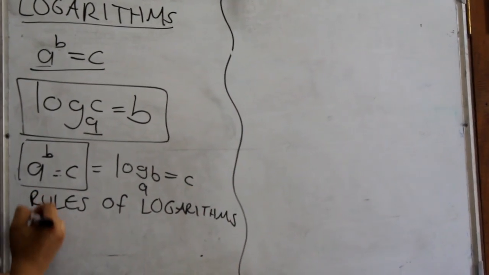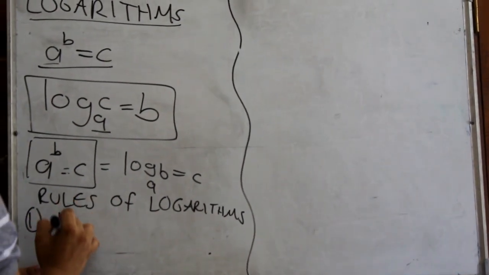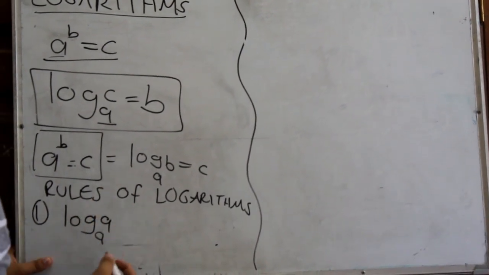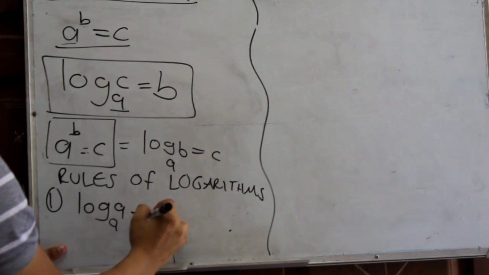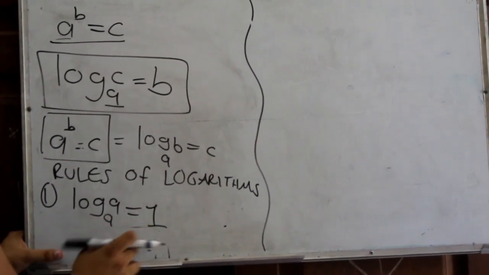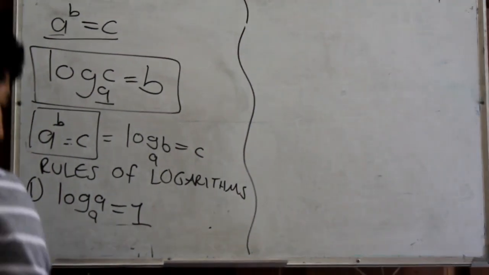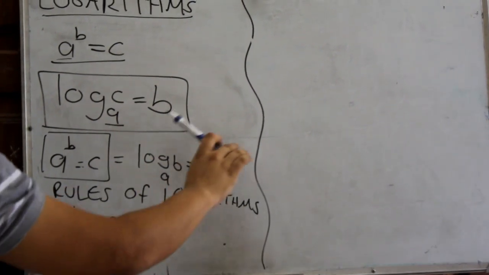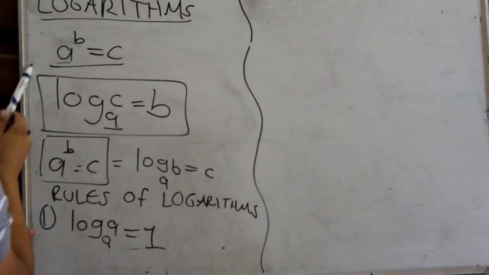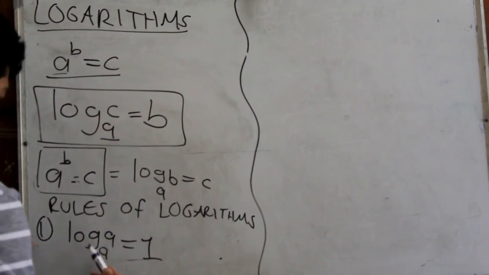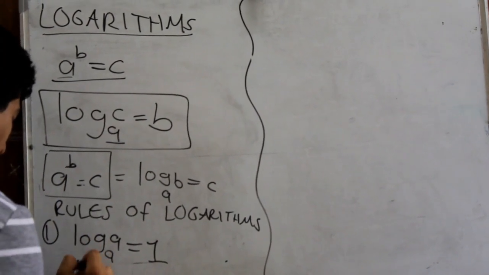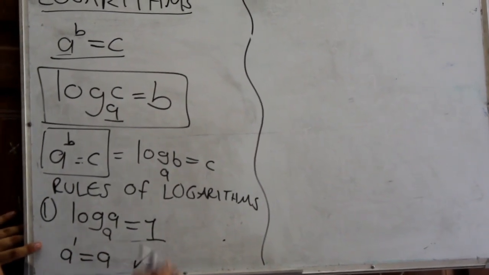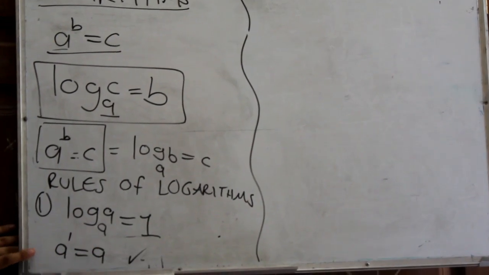Our first rule says that if I have logarithm base a of a, now a is the same here, my answer is going to be 1. You may be wondering why. It is very simple, because if we convert it into exponential form, this is known as the logarithm form, and this one is known as the exponential form. If I change it, then I'm going to say that a power 1 is equal to a. And this one is correct. Any number power 1 is equal to the same number.